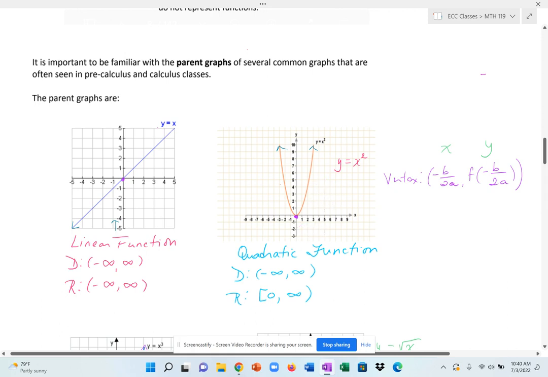So you should memorize that the vertex here is at 0, 0, but if you don't remember or if it looks a little different than what I stated here in the future, remember this is the formula to compute the vertex of a parabola. The x-coordinate is negative b over 2a. The y-coordinate is the function value at negative b over 2a. So that's the way to compute the vertex for any type of quadratic function.